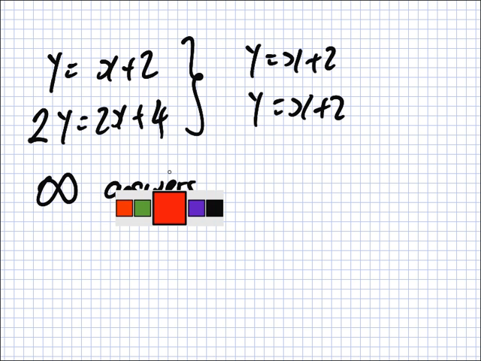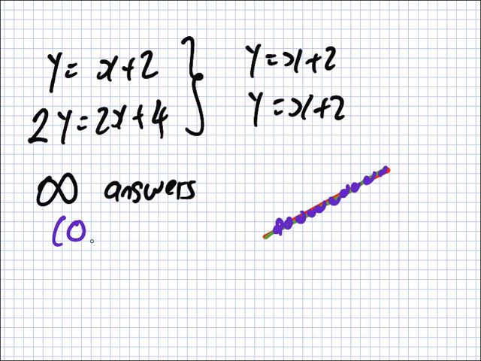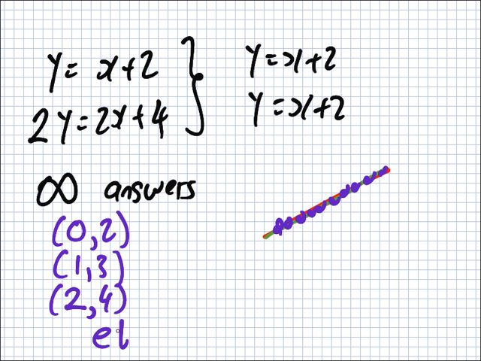Because what you have is two lines that are actually the same. So how many times do they meet? Well, everywhere. So for example, you could have 0, 2 as an answer. You could have 1, 3 as an answer. You could have 2, 4 as an answer, etc. There are many numbers I could pick that will make this and itself true. So this is a special case.